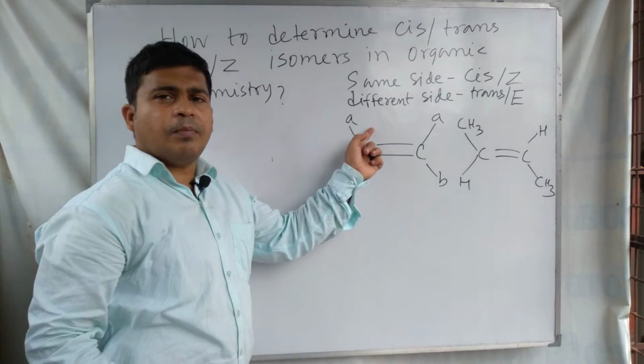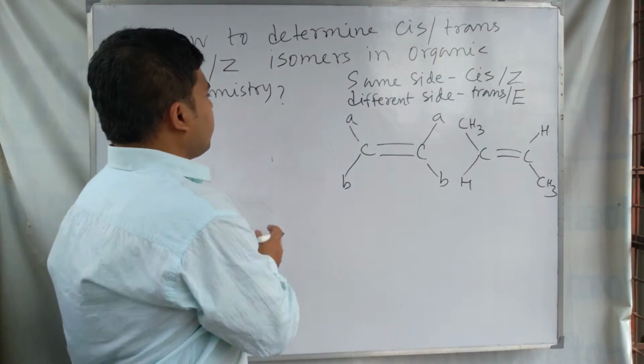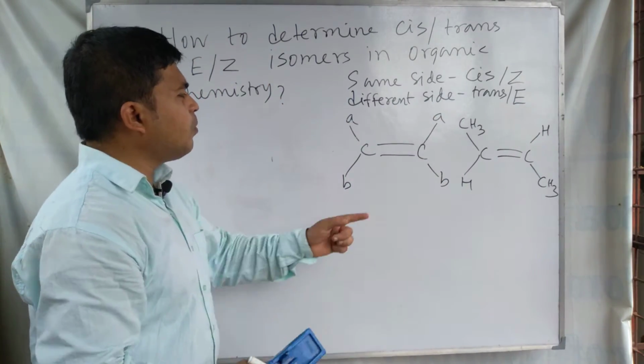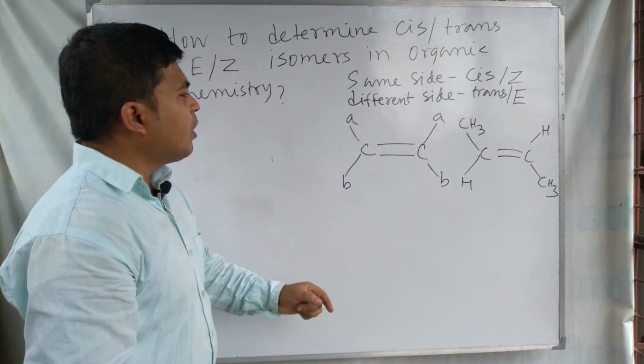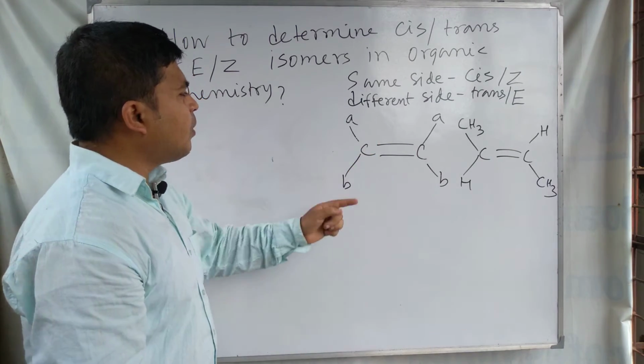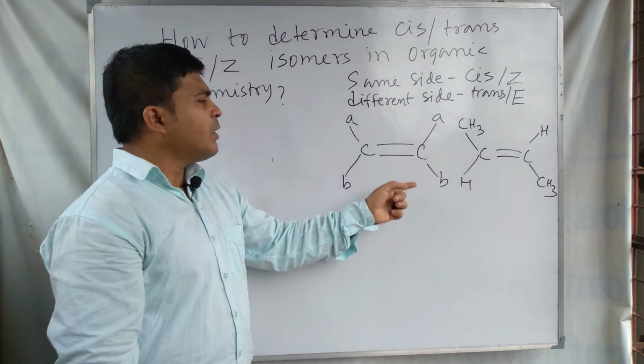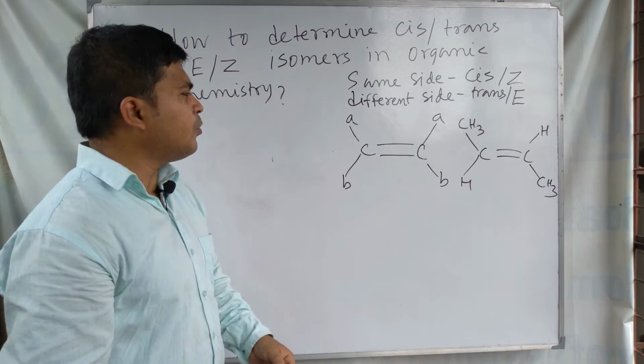Suppose we take the example for this molecule. If A, B and A, B are different groups, therefore geometrical isomers are possible. So now we have to find whether this isomer is a cis isomer or a trans isomer.